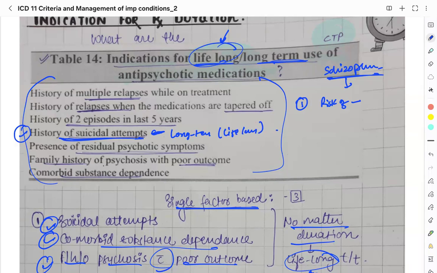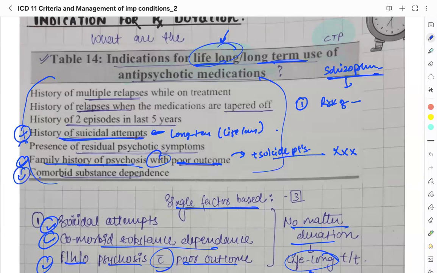All right. Let's say presence of residual symptoms. Another one is family history of psychosis with poor outcome. Let's say there's a family history of psychosis and history of suicide present in the patient's family because of psychosis or whatever reason. That means no, you're not going to taper the medications for them. You're going to give them long term medication.